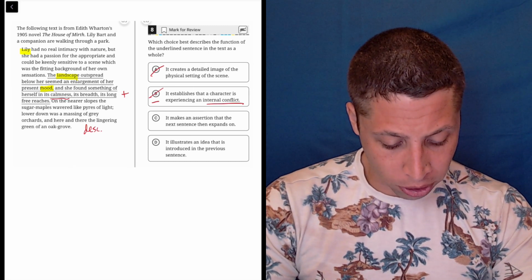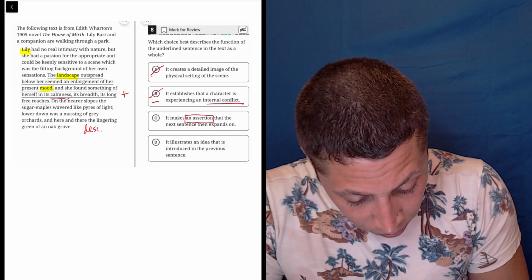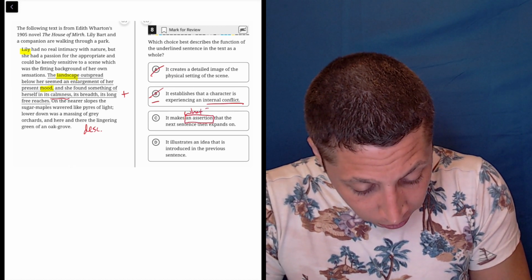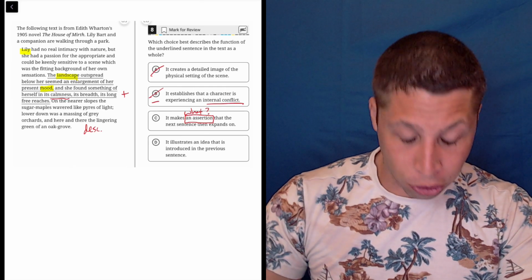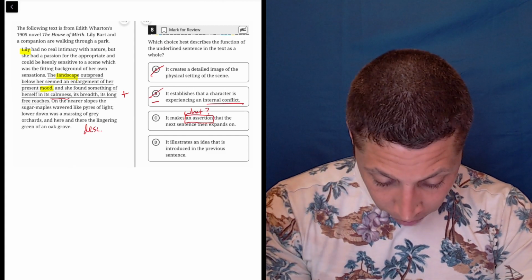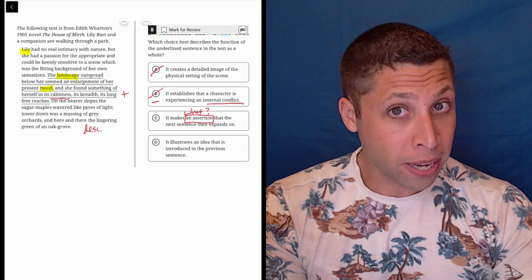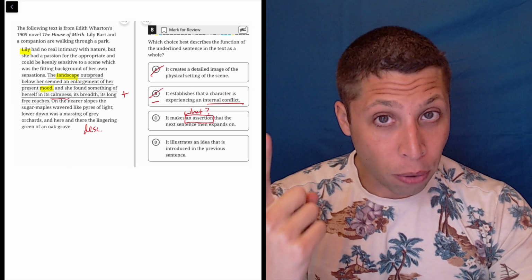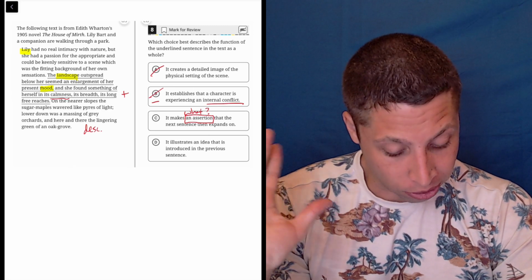C, it makes an assertion that the next sentence then expands on. Okay, turn this into a question, right? It seems vague. What assertion? Well, the assertion, I guess, would be that the landscape matches her mood. But then in the next sentence, are they talking about her mood? No, they're talking about the landscape. So I don't know that it's expanding on it because it would probably need to talk about both the landscape and the mood to expand on it. Maybe this is right, though. I don't know. Let's look at D.